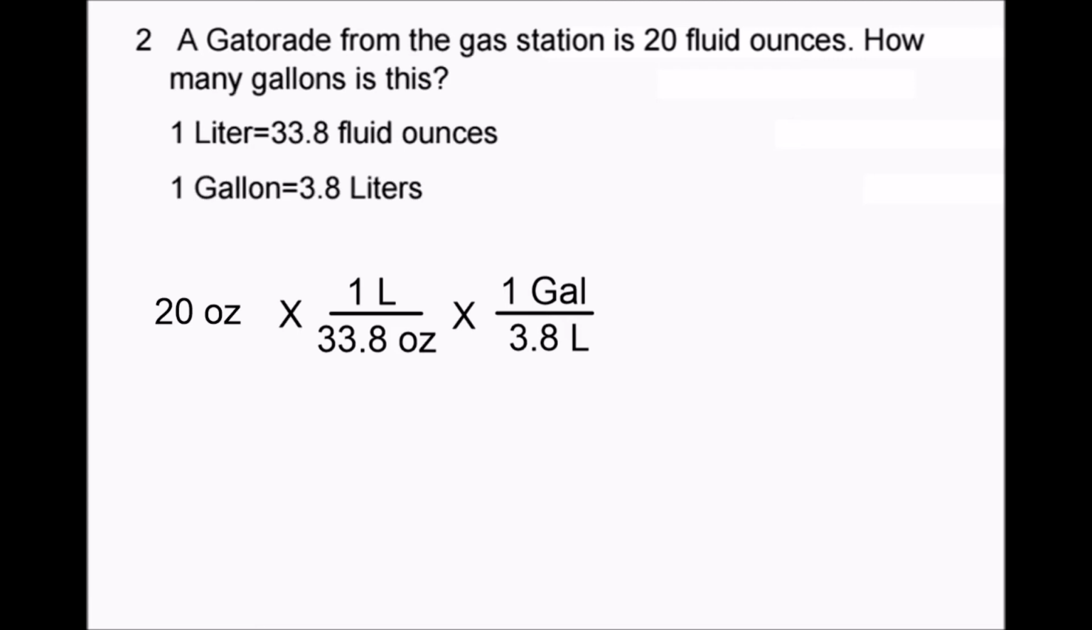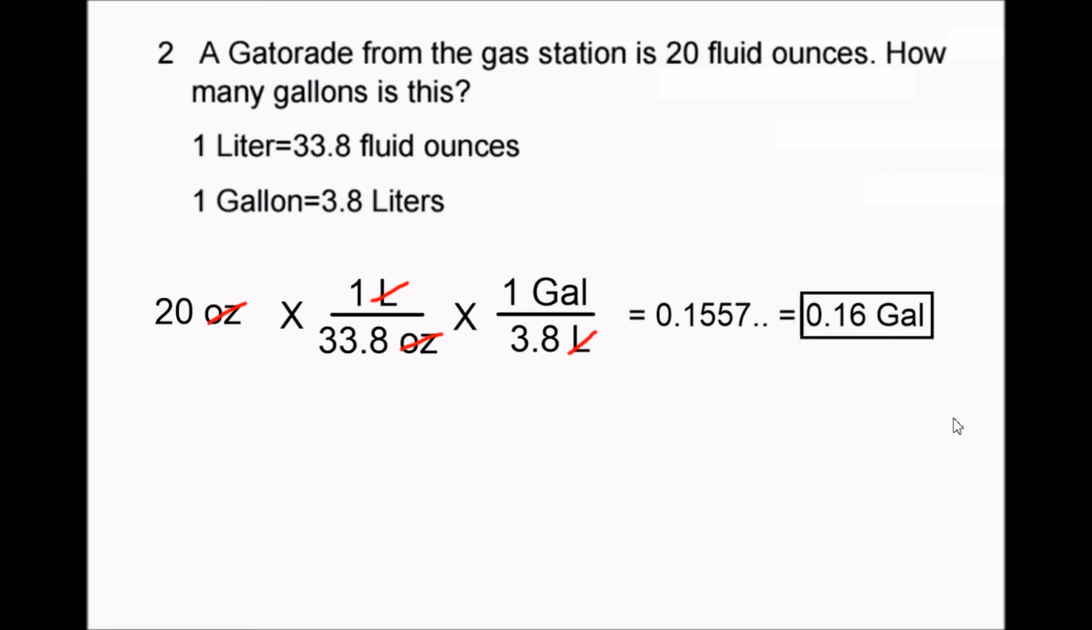I'm going to first of all change ounces here by canceling it to liters, and then I'm going to change liters to gallons by multiplying by this fraction. What I now have left over is gallons on top, which is what I was looking for. The last thing to do is just to perform the math, which is to take 20 times 1 divided by 33.8 times 1 divided by 3.8. When I do that, I come up with this answer, 0.1557 with some more digits, and when I round that, it is 0.16 gallons.